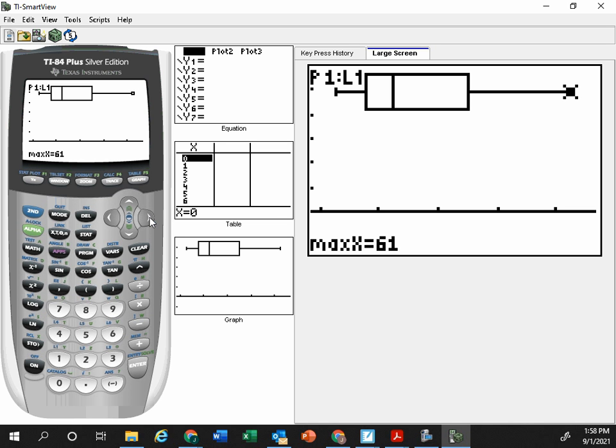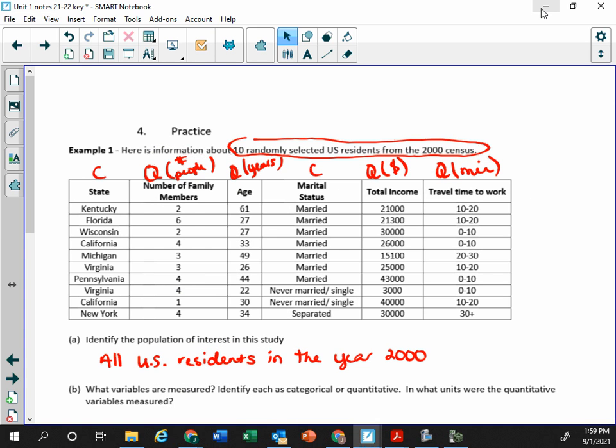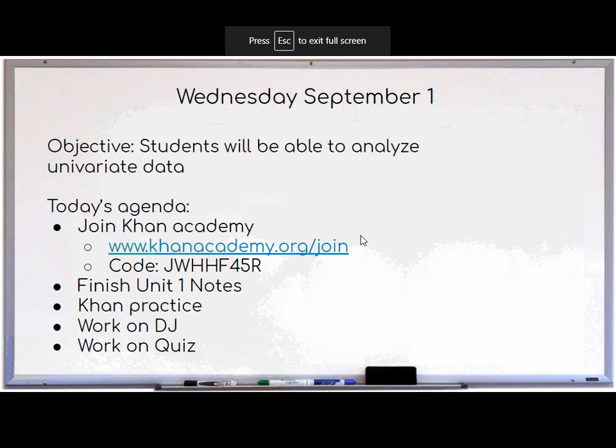All right. So questions on how to do those on your calculator? Okay. Next thing we're going to do then, we're done with notes. I'm going to have you guys join my Khan Academy classroom, and that way I'm going to assign a little bit of practice to you in there.